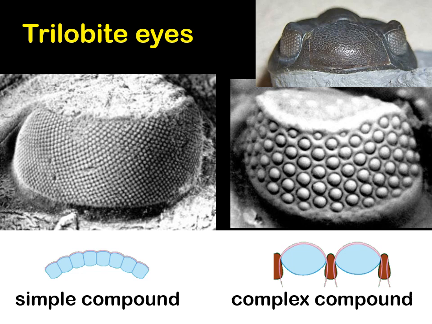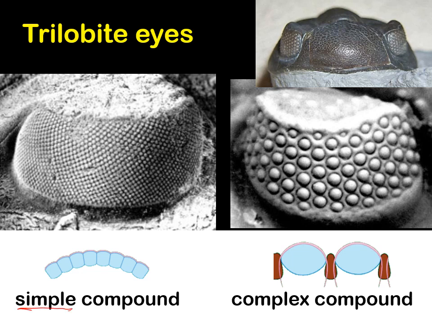Take the trilobite eye, for example. Trilobites are arthropods, so they're related to things like crabs, lobsters, and insects. And one thing we know about insects is they have compound eyes. Well, it turns out not all compound eyes are made the same. Trilobite eyes come in two varieties. We have our simple compound and our complex compound.